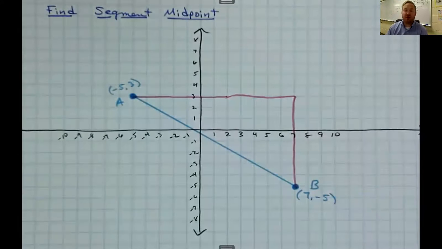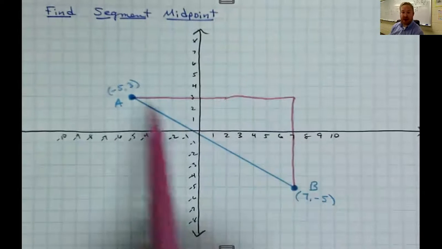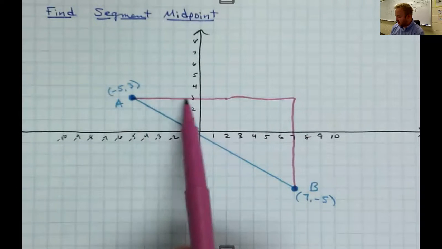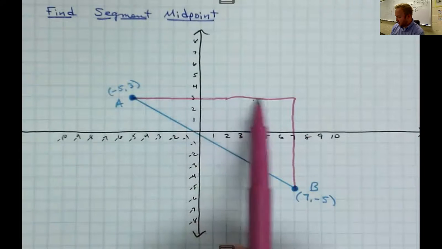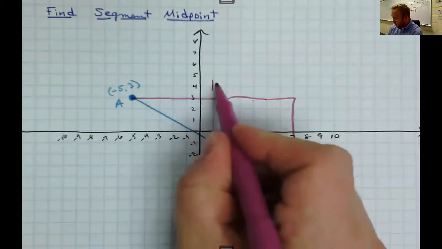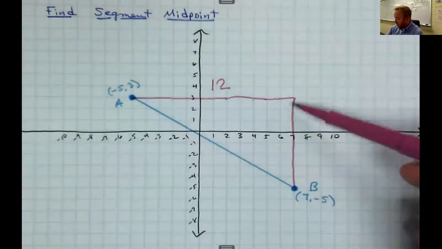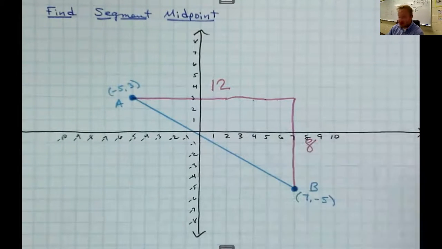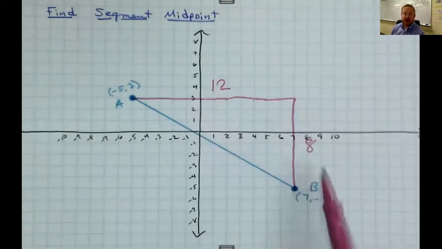Well, let's look at how long each leg of that journey would be. So if you walk right and down, how far did you walk right? And we can just count. 1, 2, 3, 4, 5, 6, 7, 8, 9, 10, 11, 12. So that distance is 12. And then if we count down 1, 2, 3, 4, 5, 6, 7, 8, that distance is 8. So we go right 12 and down 8.